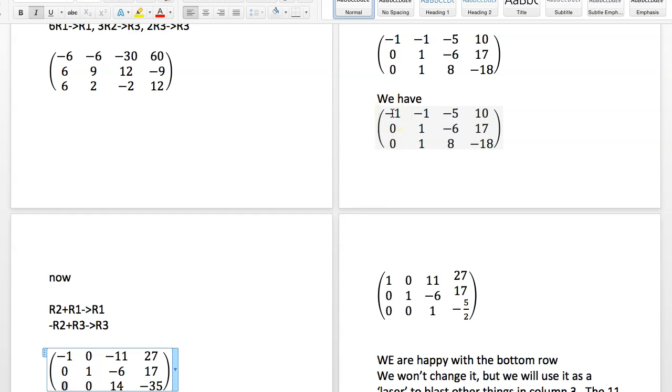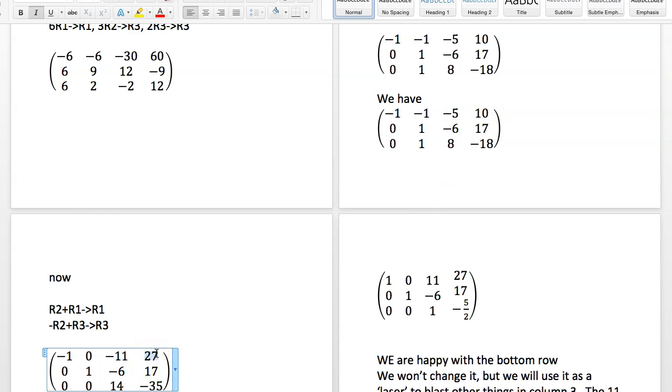Put it in row 1. No change though. Now 1 plus neg 1 is 0. Here it is. Neg 6 plus neg 5 is neg 11. Here it is. I'm sorry, it went to the next page on me. And then 17 and 10 is 27. Here it is down here on the next page.